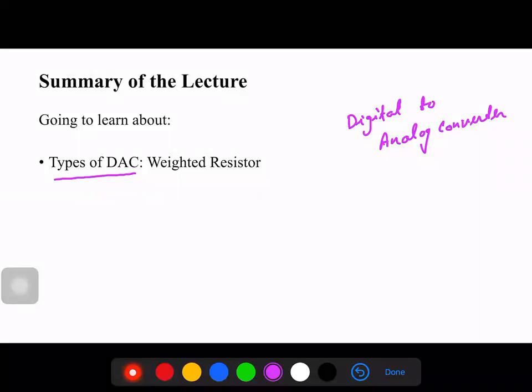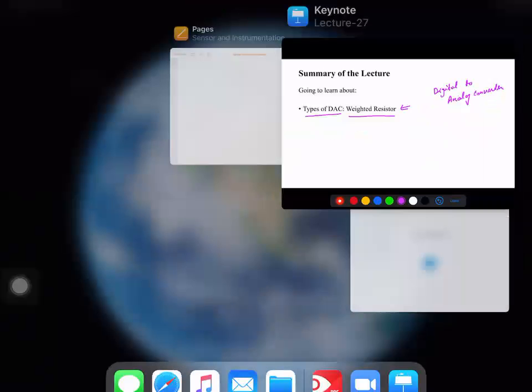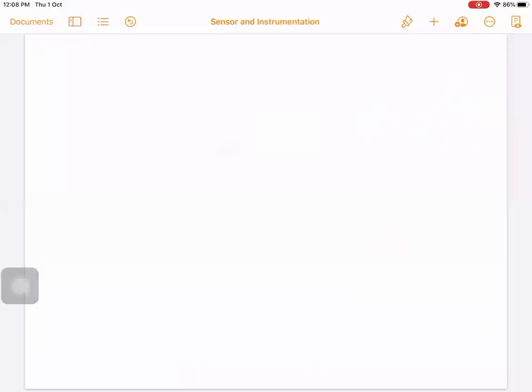First, we will talk about the weighted resistor type DAC. कि ये weighted resistor type DAC होता क्या है और इससे conversion कैसे होता है. So let's start with this circuit diagram, and this is important. So just draw the circuit diagram. I'm just going to draw.